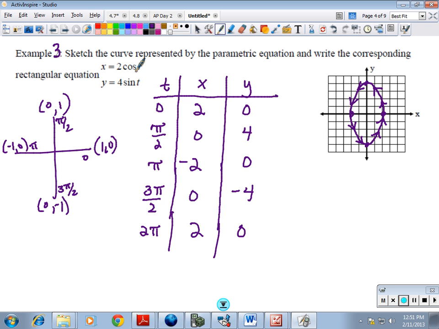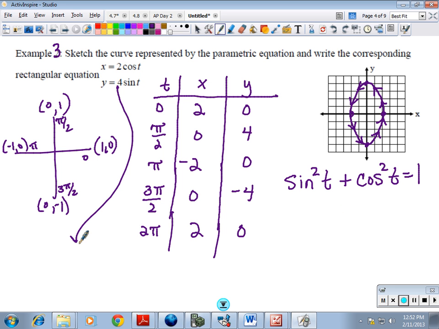Now to find the equation, anytime you have sines and cosines, we have to kind of go back to our trig identities. Sine squared plus cosine squared equals 1. That's a given, right? It holds true for everything. So if I can go back up here and solve these for cosine and sine, I can then plug them in to my equation. So if I just bring this down, x equals 2 cosine of t. Let me solve that for cosine. So cosine is going to equal x over 2, and then sine is going to equal y divided by 4.